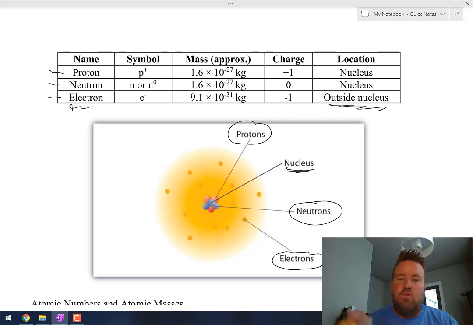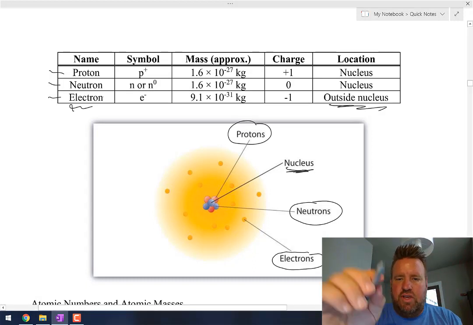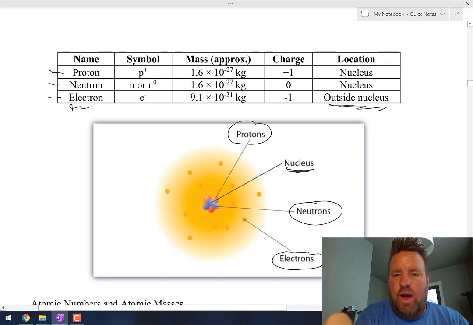The electrons don't move in a circle. They just move randomly around within different energy levels within the atom. And we're going to learn about energy levels here in a while.